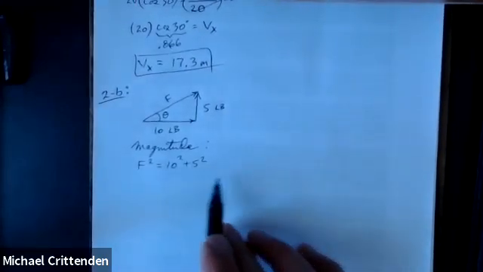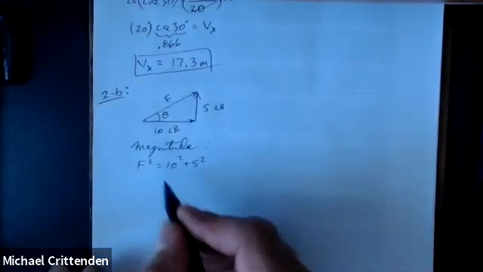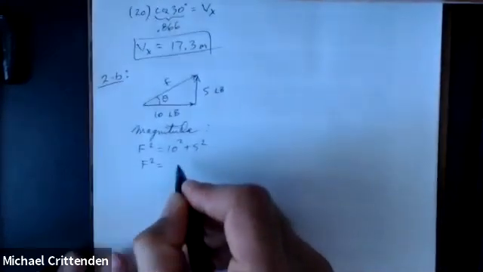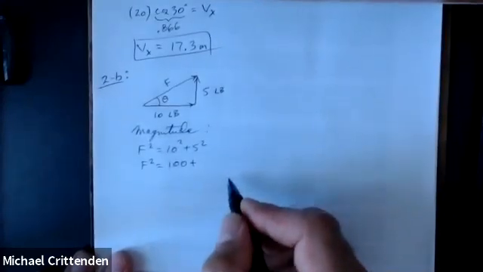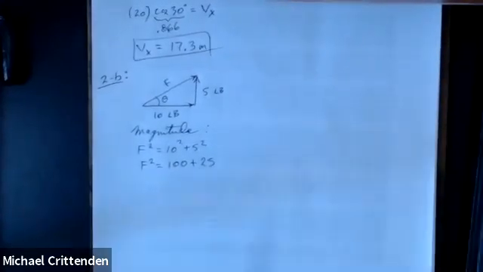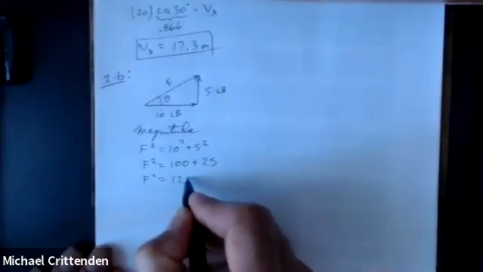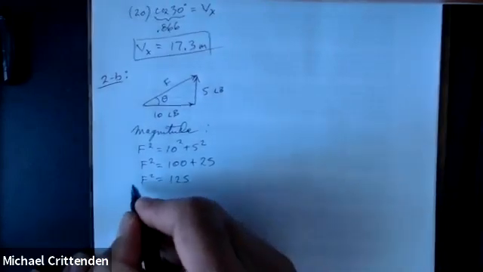C squared equals A squared plus B squared, or F squared equals 10 squared plus 5 squared in this case. And then you just crunch through the math. 10 times 10 is 100. 5 times 5 is 25. And then to solve it for F, you have to take the square root of both sides of the equation.